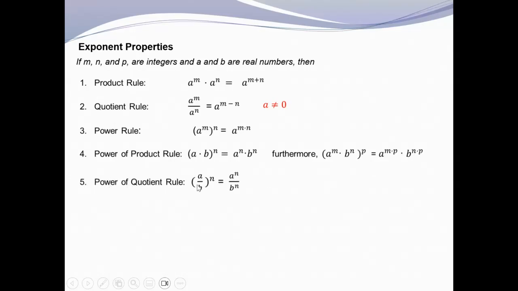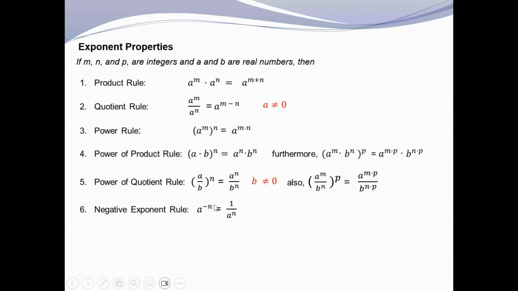The power of the quotient rule. If you have a divided by b, to the power of n, it will be a to the n divided by b to the n. And furthermore, b cannot be 0. Also, if you have a to the m divided by b to the n, all raised to the p power, it will be a to the m times p divided by b to the n times p.